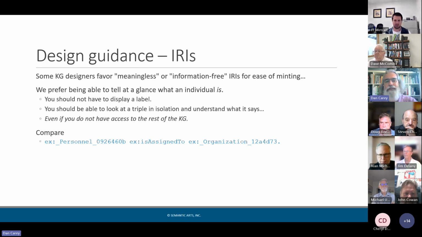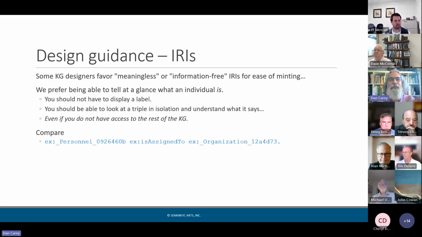So if we look at this triple here, this first IRI, we're following this minting pattern of including the class name in what we call the midfix. You've got the prefix and the suffix, and then this midfix with the class in it. But it tells you something about what this instance is. So this is an employee, and the employee is assigned to this organization.